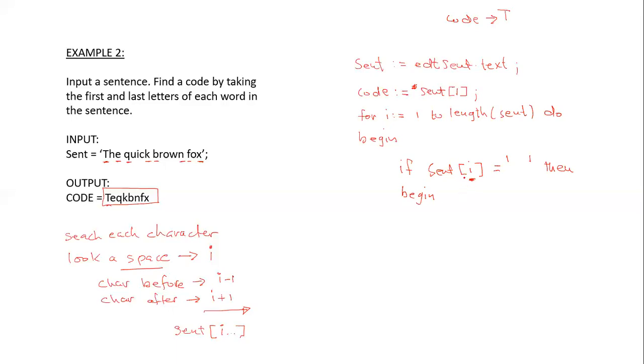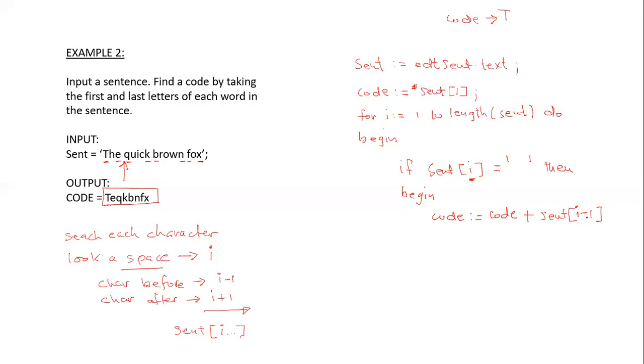Once I find the space at position I, this is the space that I found, I need to get the character before I and the character after I. So my code is going to be accumulated. So code is equal to code plus sent. Remember, at position I we found the space. So I want to go to I minus 1.